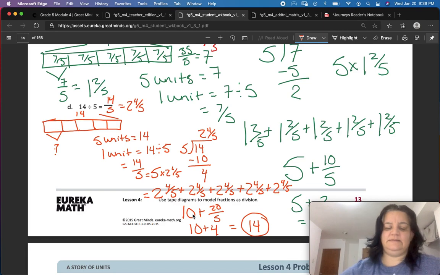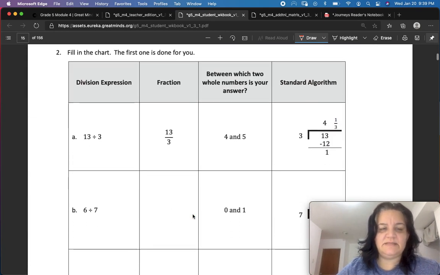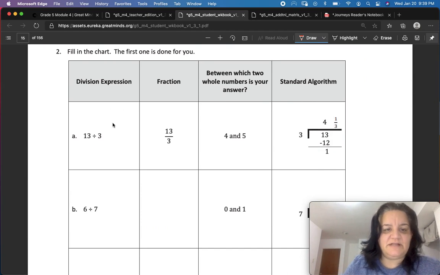All right, next page. We're going to do another chart like we did yesterday, I think it was. Fill in the chart, division expression. There we go. That's our expression. Our fraction is 13 over 3, 13 thirds. Between which whole number is your answer? Well, we can do that by figuring out how we're going to turn this into a mixed fraction. 3 goes into 13 4 times with 1 left over.